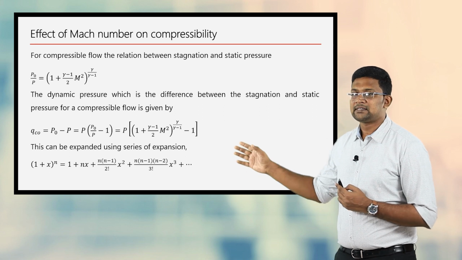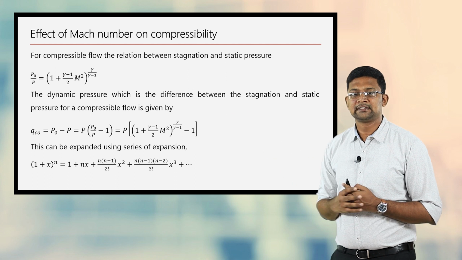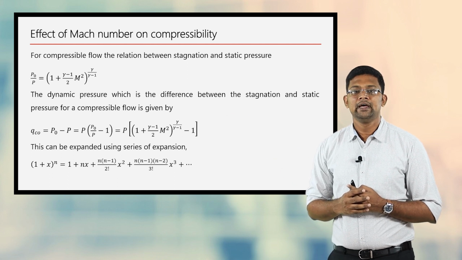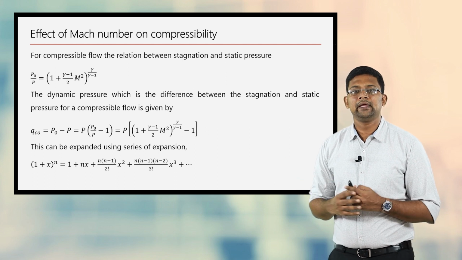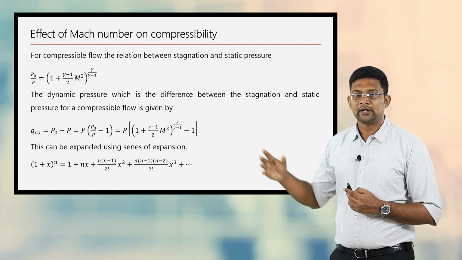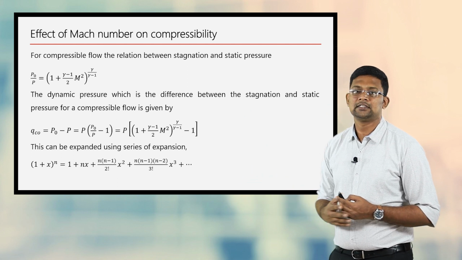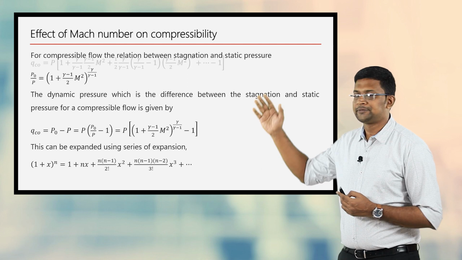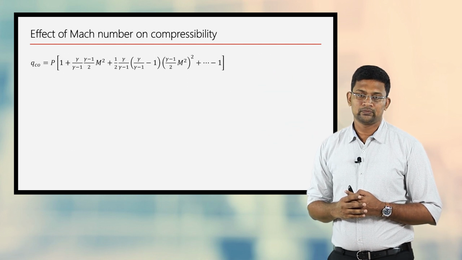In this general series expansion, for our case, x is equal to gamma minus 1 by 2 M square, and the exponent n is equal to gamma by gamma minus 1. So our expression Q_co can be simplified using this series expansion, and we will be obtaining this. So this is the expression for P0.